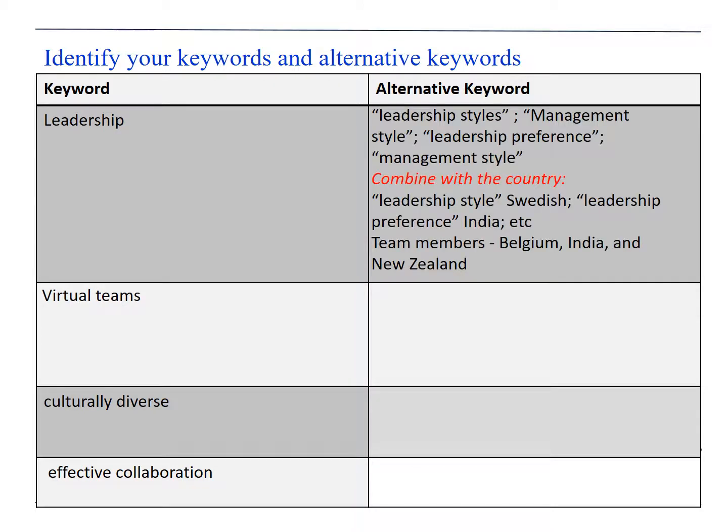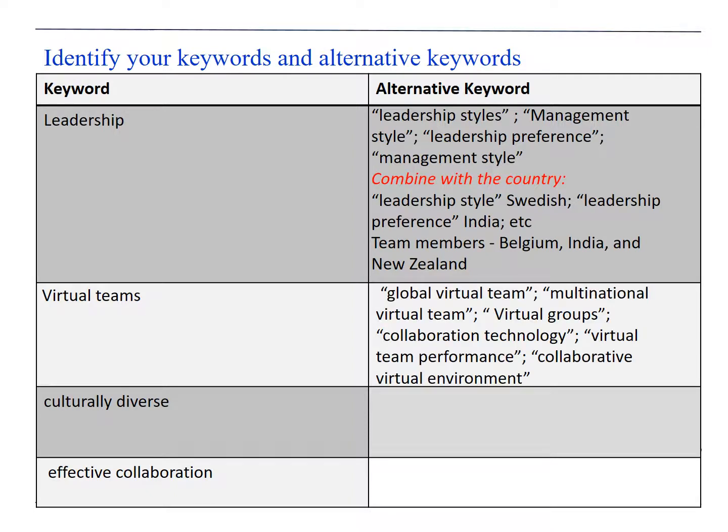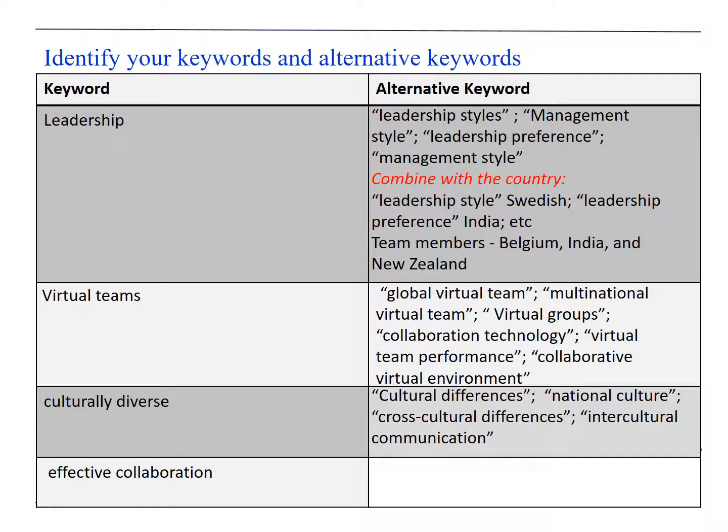Leadership can also be known as leadership styles, management styles, leadership preferences, and you need to ensure that you combine it with the country that you're looking at the preferences and expectations of. So Swedish, India, team members being Belgium, India, and New Zealand. Virtual teams can also be known as global virtual teams, multinational virtual teams, and so forth. Culturally diverse can also be known as cultural differences, national culture, and so forth. And effective collaboration can also be known as international collaboration. Think about key competitive advantage and best practice. So this is a starting point that you can now use to search the university databases with.